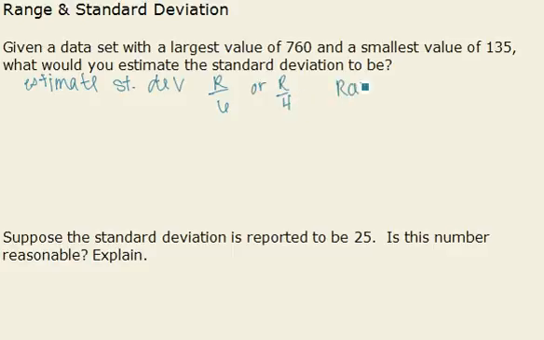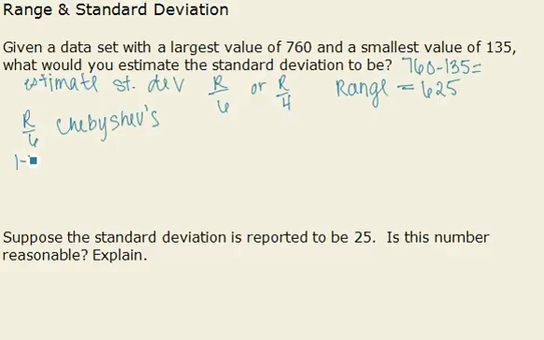First of all, the range, in this case your largest value minus your smallest value, 760 minus 135, is 625. So we know that our range is 625. Now why do we do this range over 6 or range over 4? Well, if we're looking at range over 6, we might want to talk about Chebyshev's rule.